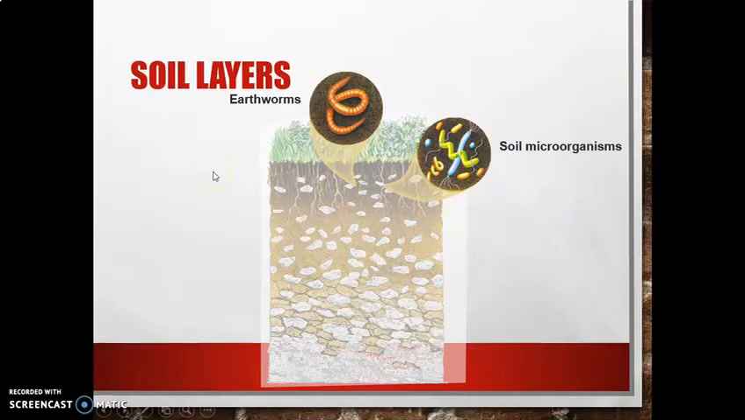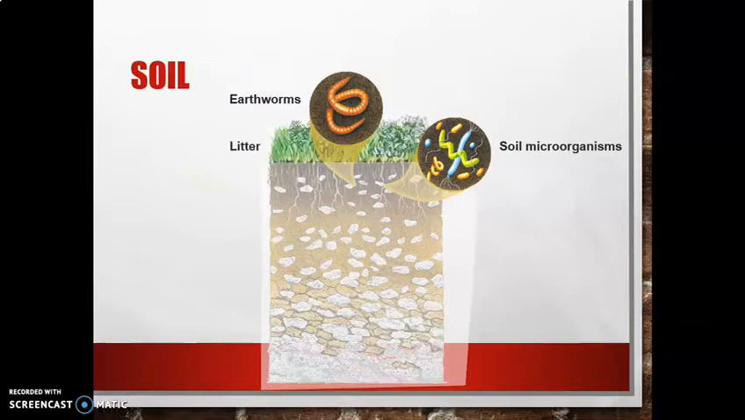So, let's start. The first outermost layer is called the surface litter. This is not really a layer of the soil, but it is on top of the first layer, and it contains grasses, plants, and animals.